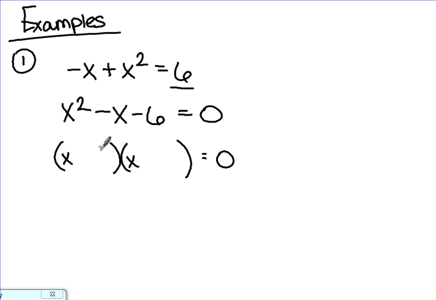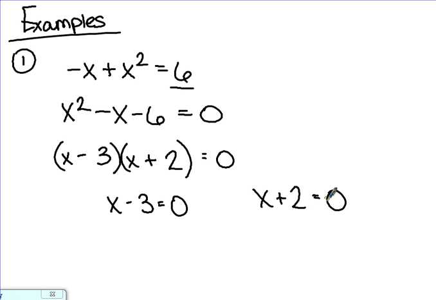3 times 2 is 6. 3 minus 2 is 1. The 3 is going to be negative, and the 2 is going to be positive. So we factor. Step 4 is to take each pair and set it equal to 0. So x minus 3 is going to be equal to 0, and x plus 2 is going to be equal to 0. Now that we have two equations, we can solve for x.